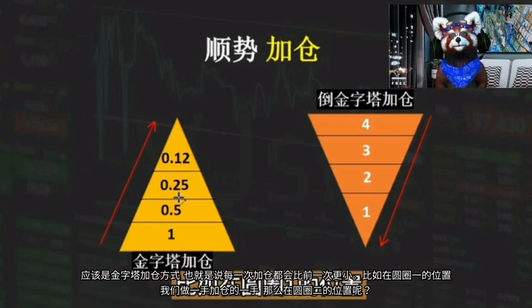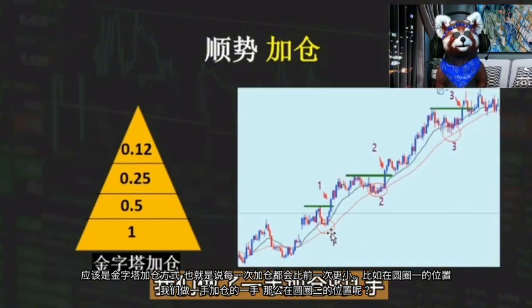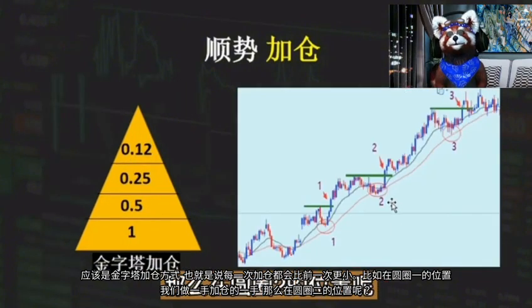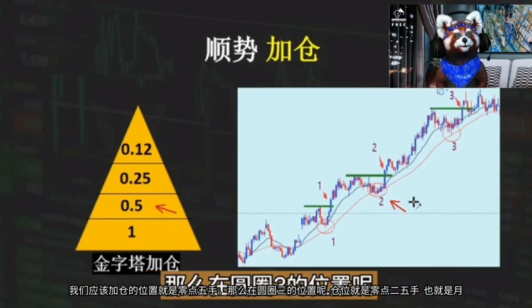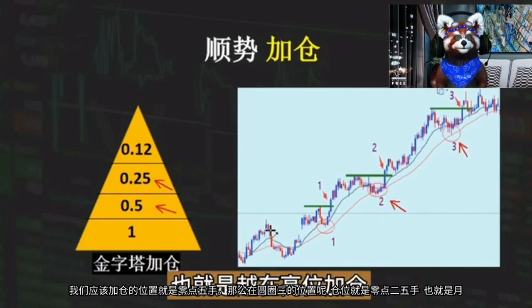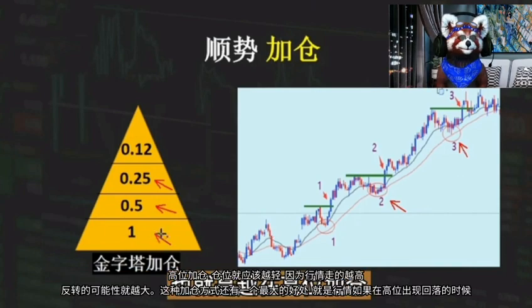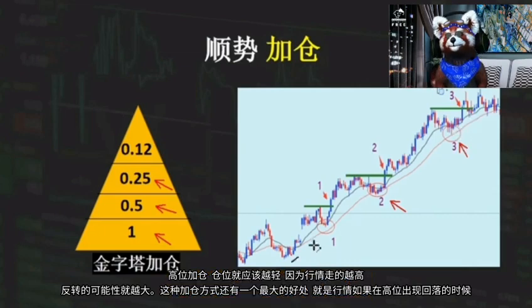For example, at position circle 1, if we add half a lot, then at position circle 2 the position we should add is 0.5 lots. Then at position circle 3, the position size would be 0.25 lots, which means at high positions, the added position size should be lighter because as the market goes higher, the possibility of a reversal increases.